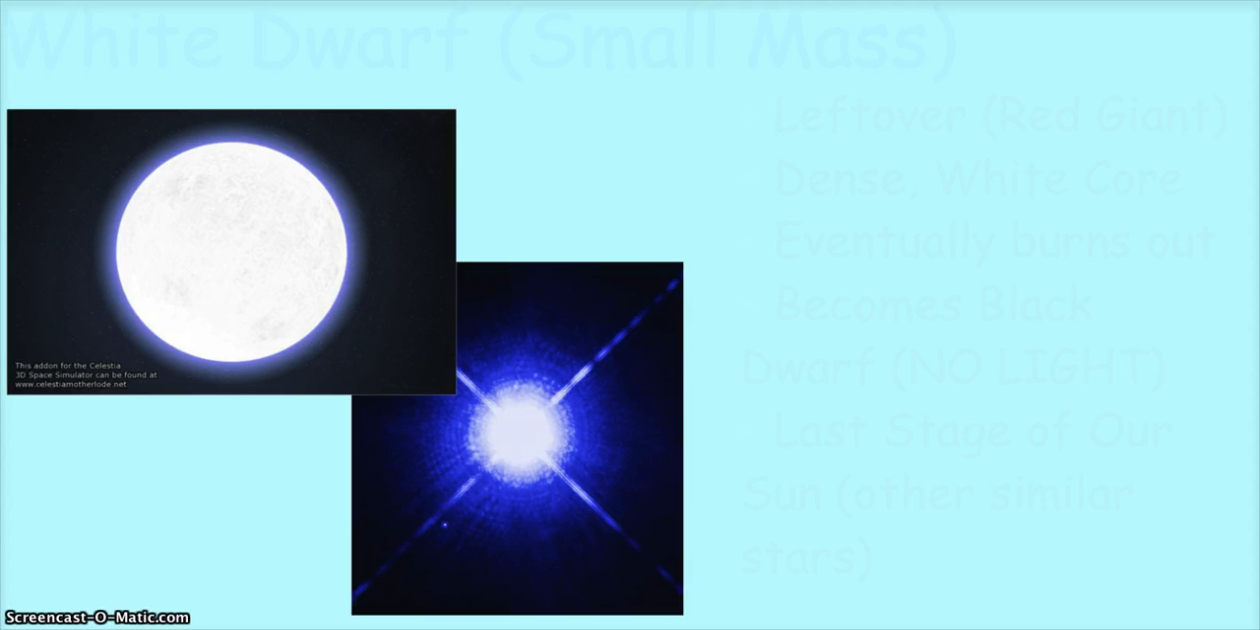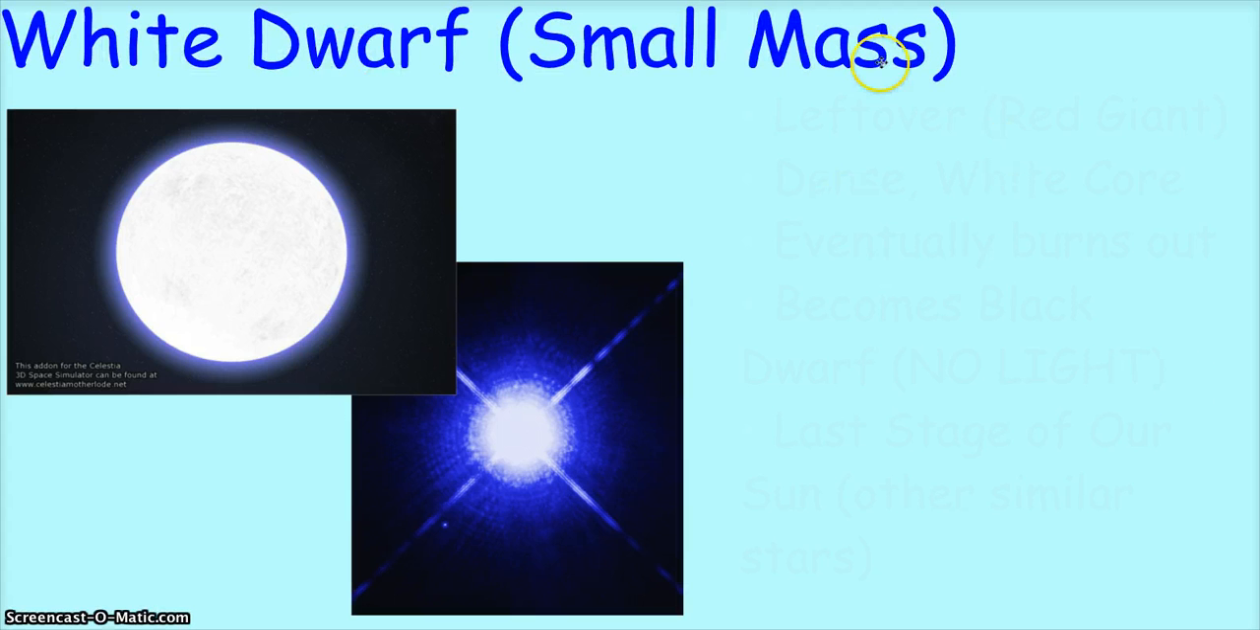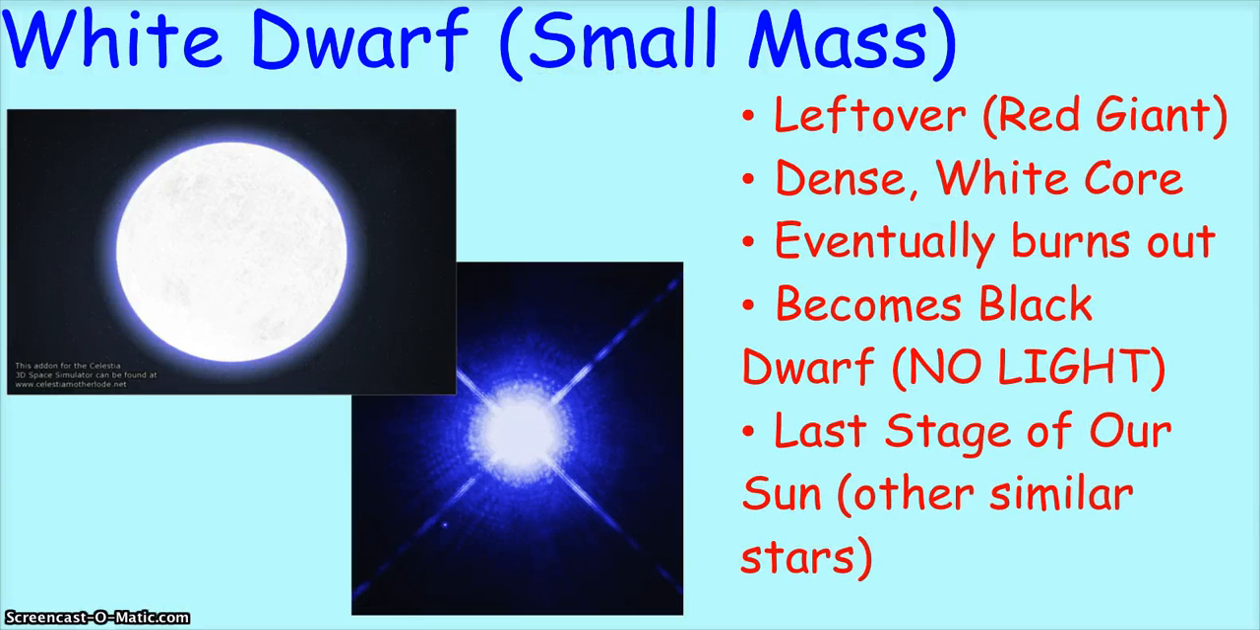Eventually, a red giant will run out of helium fuel and it will turn to a white dwarf. And again, this is the smaller mass stars. And a white dwarf is basically the leftover from a red giant. It's what happens when the fuel runs out. It has a dense white core, and it does have luminosity to it, but eventually it will burn out and become a black dwarf. And a black dwarf gives off no light. It's basically just the particles of the gas and dust that's left over.